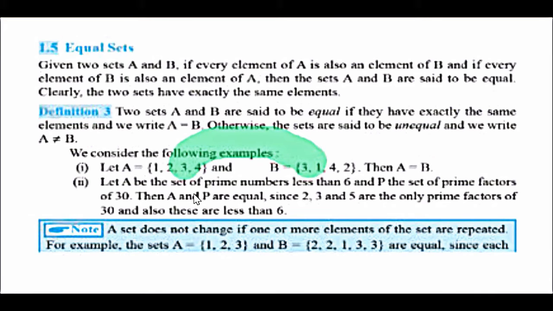And if you take one more example, A is the set of prime numbers less than 6, and P is the set of prime factors of 30. As you see, A and P both have the same elements: 2, 3, 5. So they are both similar. And one more thing we need to understand is the possibility of 2, 2, 1, 3, 3. What does it mean? It means that 2 is repeated, but we have taken 2 once here. We don't want any repetition or duplication. So in this case also, these two are exactly similar.